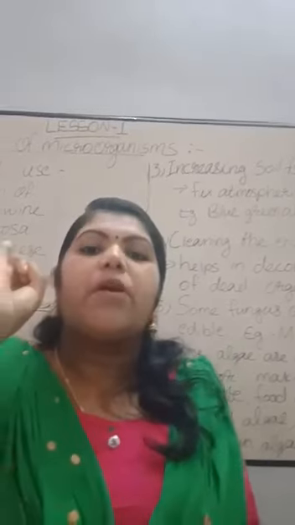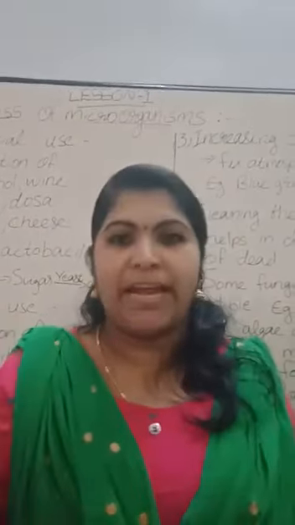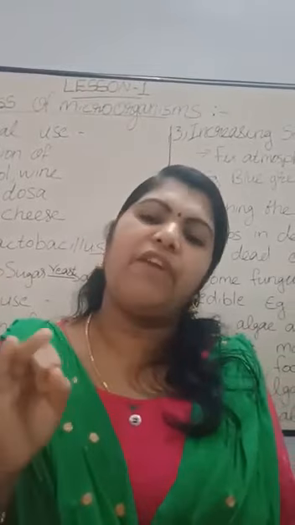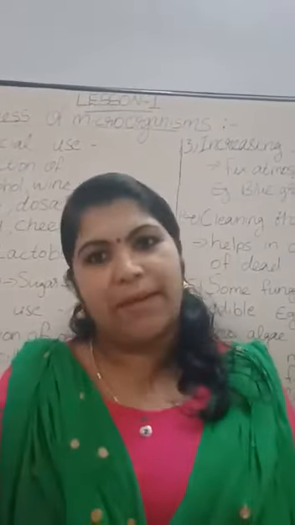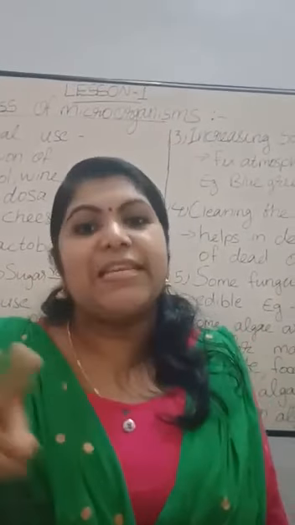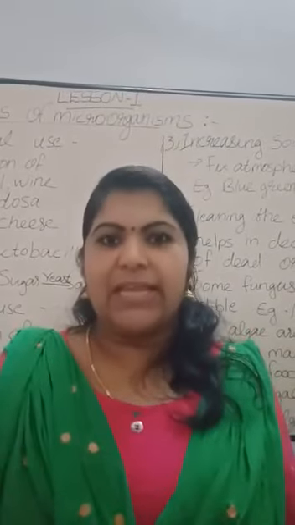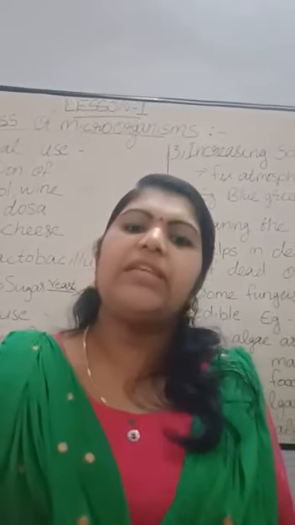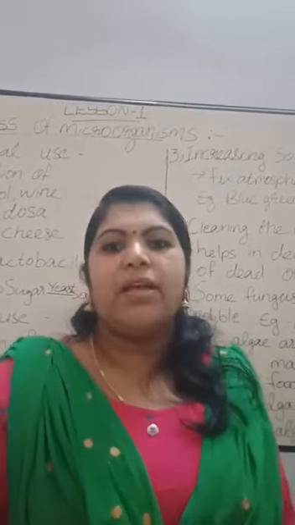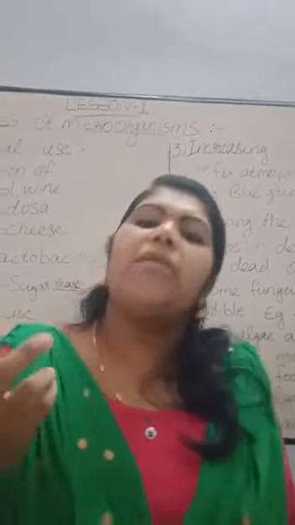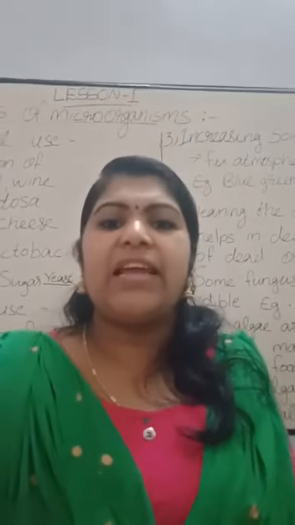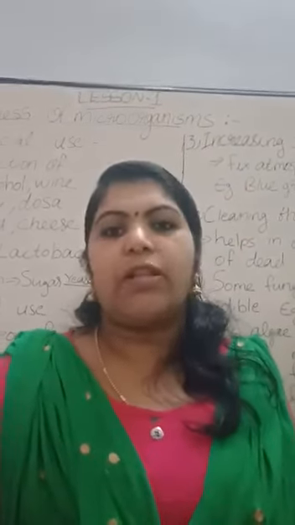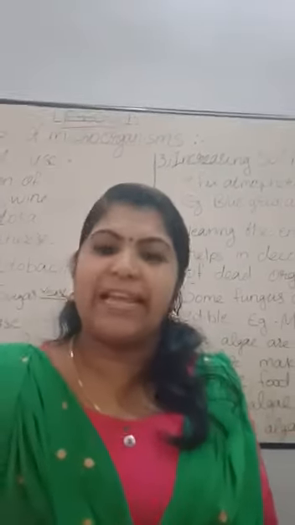First one, commercial purpose, that means production of alcohol and wine, production of baking items like biscuits, cookies, cakes, then production of curd and cheese, production of idli and dosa. Example, yeast and lactobacillus. Second one is medicinal use, that means production of antibiotics, for example penicillin and streptomycin, then production of vaccines. Then the third function is some microorganisms increasing the soil fertility, for example blue-green algae. Then some fungi are edible, for example mushroom. Then some algae are used for the production of toothpaste and food, for example red algae and brown algae.